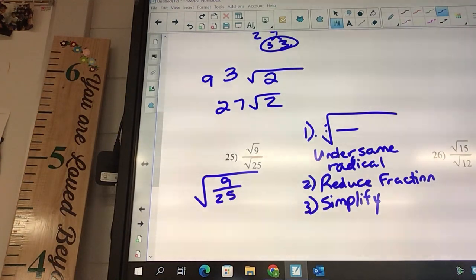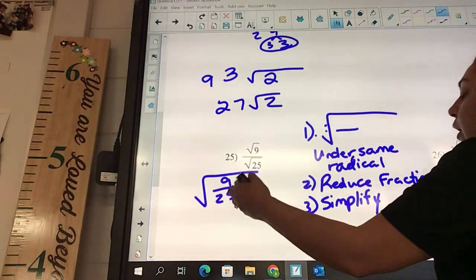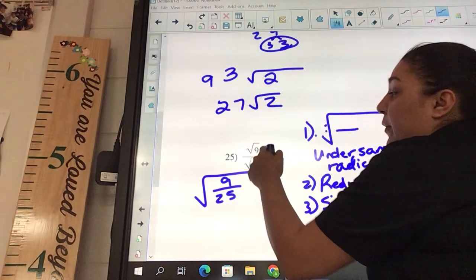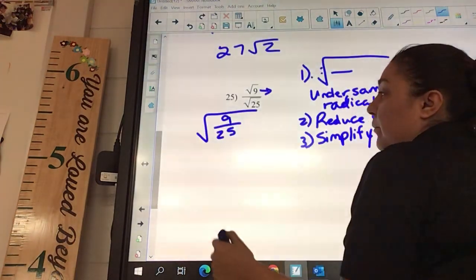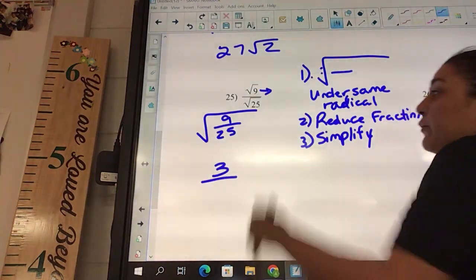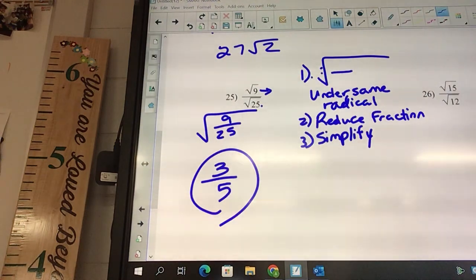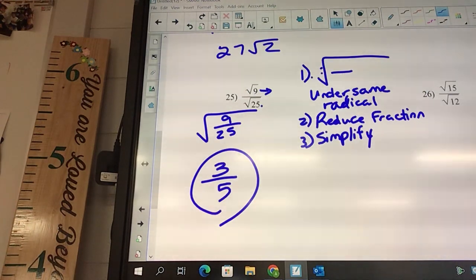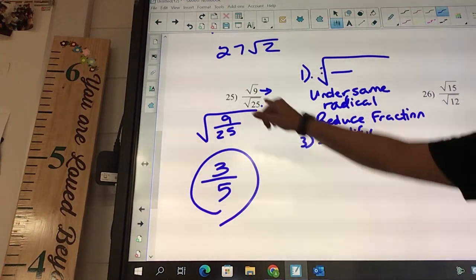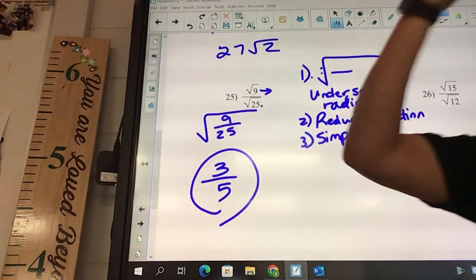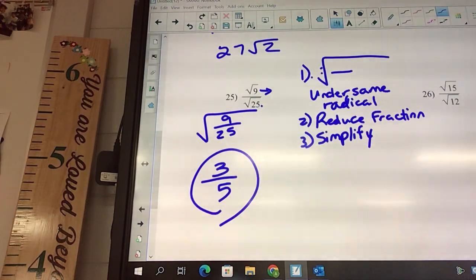If it doesn't reduce, you can look at them separately, but it's ten times easier every time to put them underneath the same radical and check. The fraction doesn't reduce, so now we simplify. What is the square root of 9? 3. The square root of 25? 5. You can do them together or separately, but most of the time it works better this way, which is why I say check it every time.